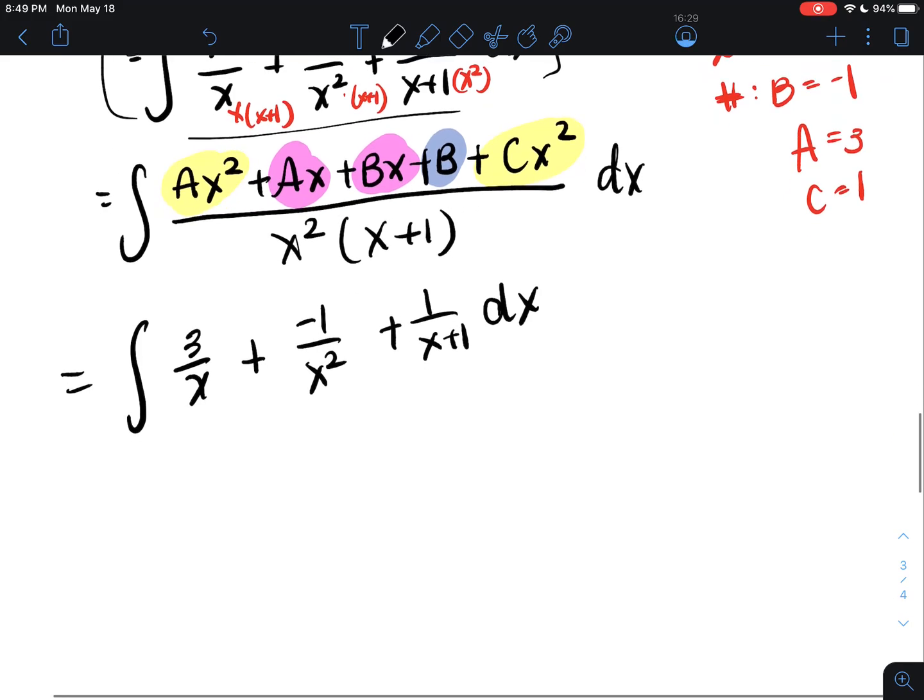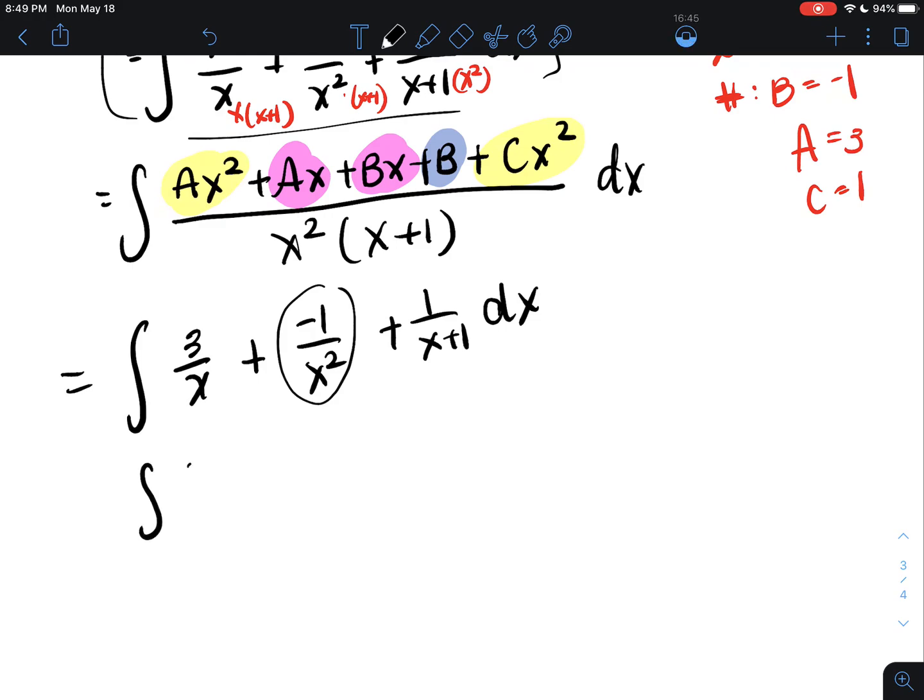Okay, so if I take individually, these are all summing, right? So here I'm going to rewrite this one because that one's going to be different than the other two. So I have the integral of 3 over x minus x to the -2, that's what I mean, plus 1 over x plus 1 dx.